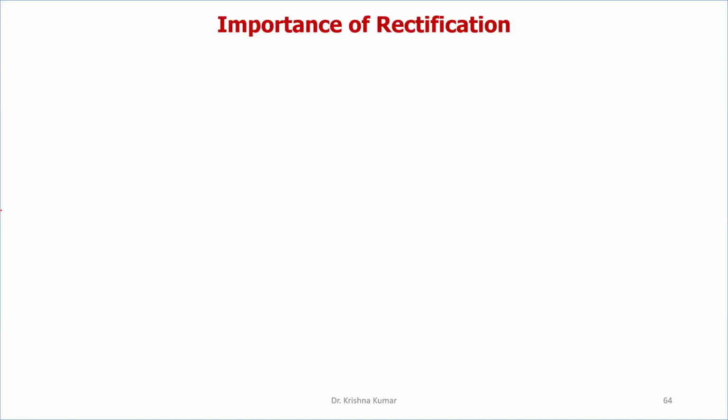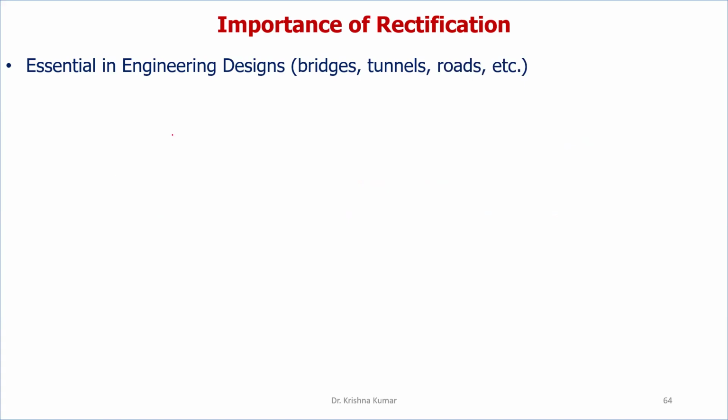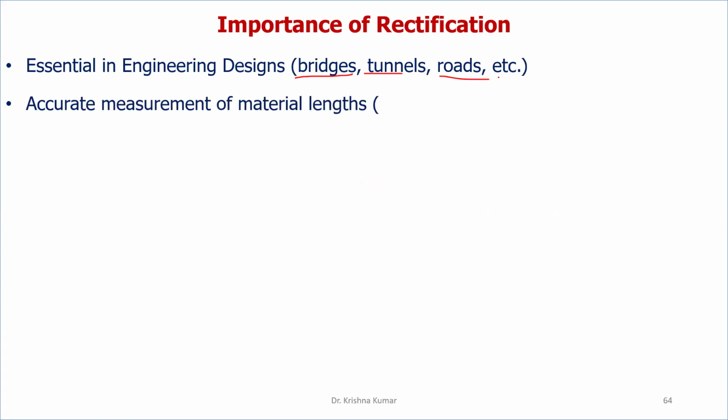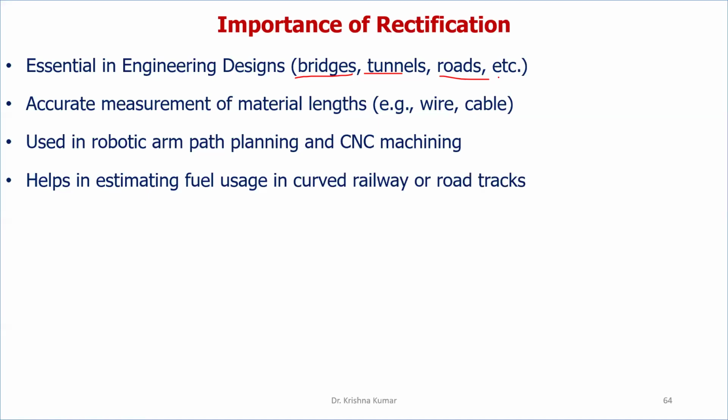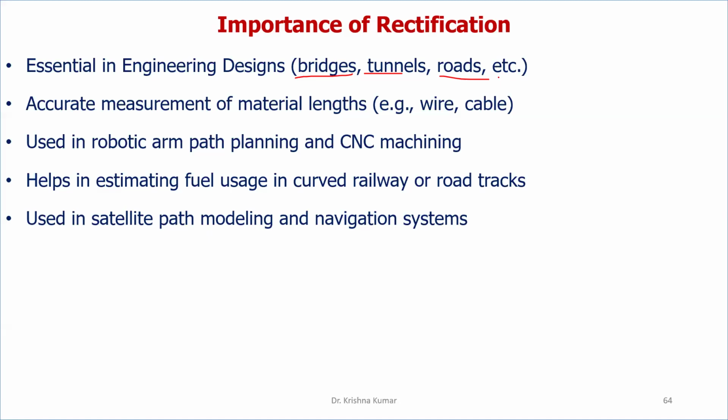What is the importance of rectification? It is essential in engineering designs for bridges, tunnels, roads, etc. It gives accurate measurement of material length, for example, wire or cable. It is also used in robotic arm path planning and CNC machines. It helps in estimating fuel use in curved railway or road tracks. It is used in satellite path modeling and navigation systems. It is also very important for the fundamentals of CAD/CAM software.